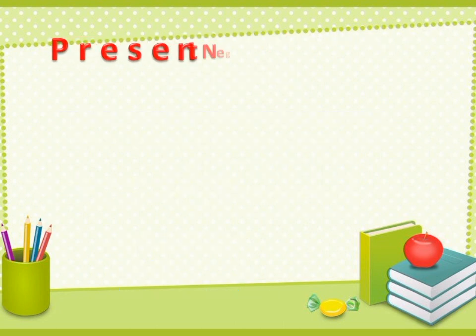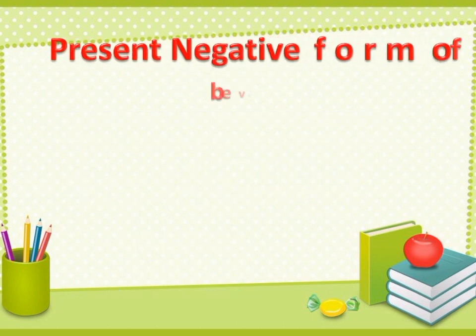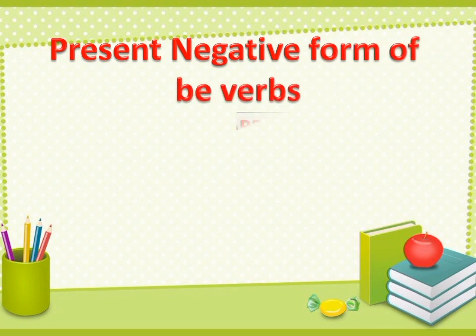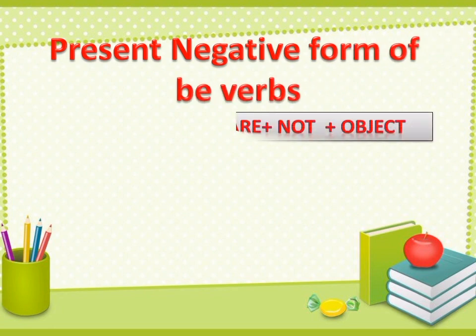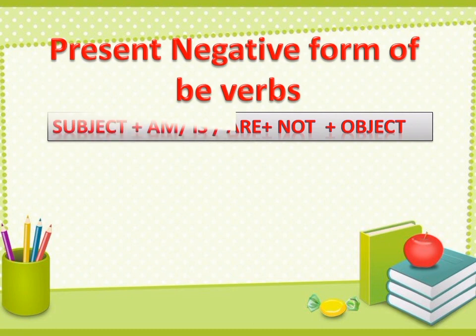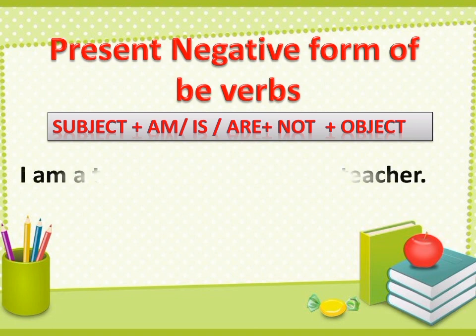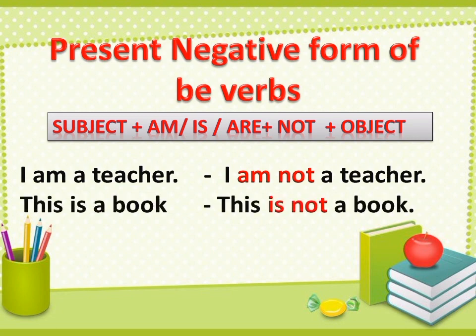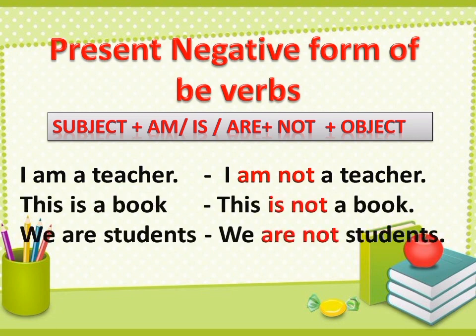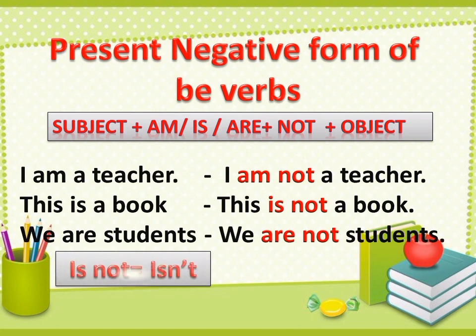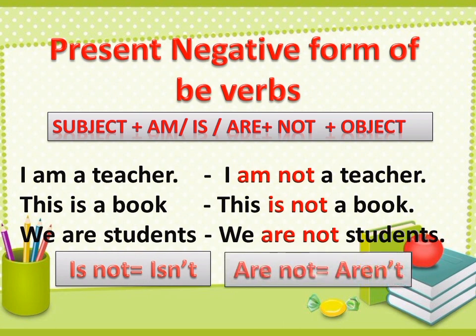Next, we are going to learn the present negative form of be verbs. The sentence structure is subject plus am, is, are, plus not plus object. Let's see how we can change the infinite sentence into negative form. I am a teacher. I am not a teacher. This is a book. This is not a book. We are students. We are not students. We can use the contracted form for is not as isn't, and are not as aren't.